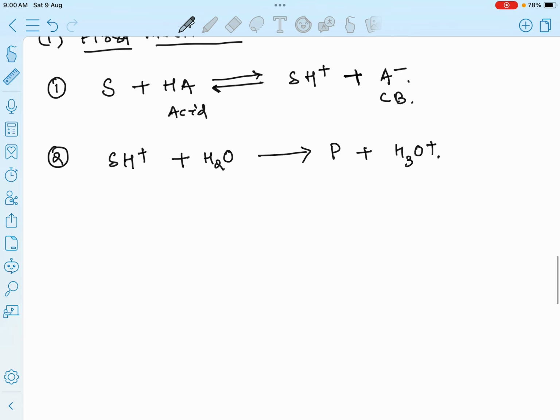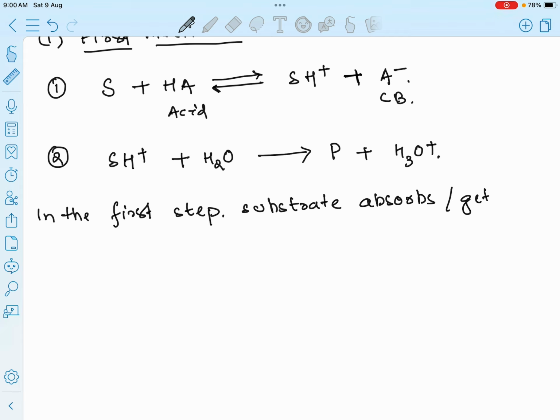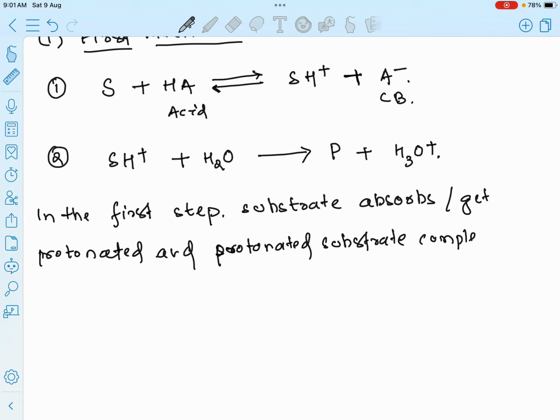Okay. So in the first step, the substrate absorbs H plus, or gets protonated, and forms the protonated substrate complex.